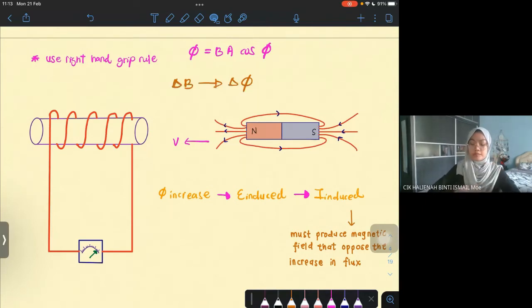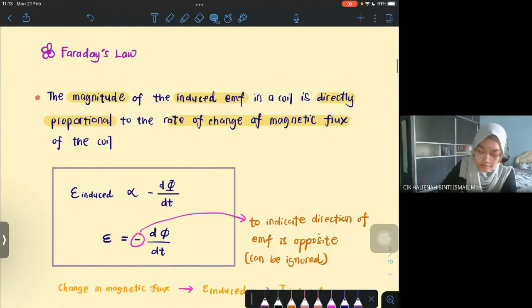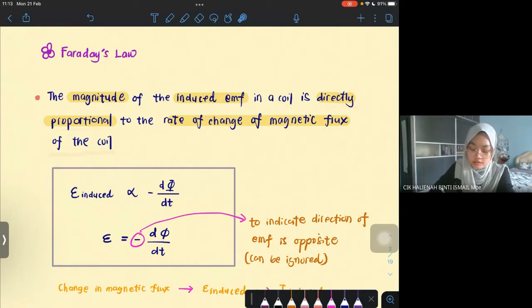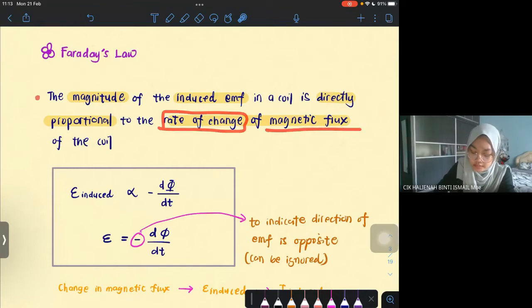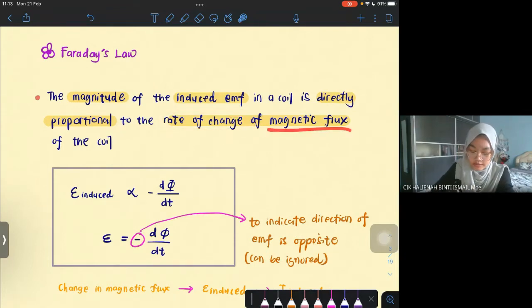Okay, so daripada sini Faraday's law dia conclude that the magnitude of the induced EMF in a coil is directly proportional to the rate of change of magnetic flux of the coil. So Faraday's law hanya menyentuh tentang magnitude of the induced EMF saja. So dia cakap induced EMF ni directly proportional to the rate of change of magnetic flux. Okay, notice here rate of change maksudnya perubahan in time. There is a change in time in magnetic flux of the coil.